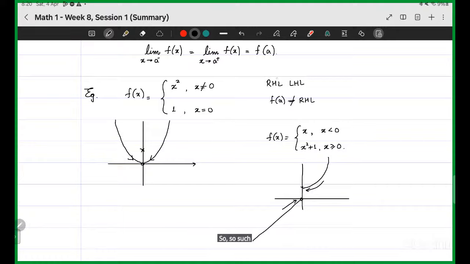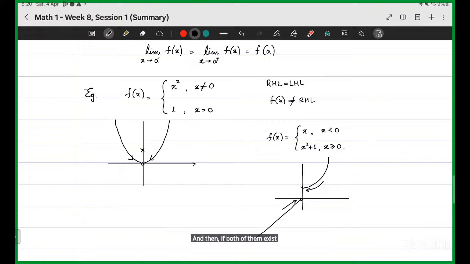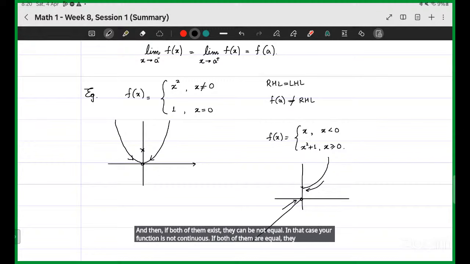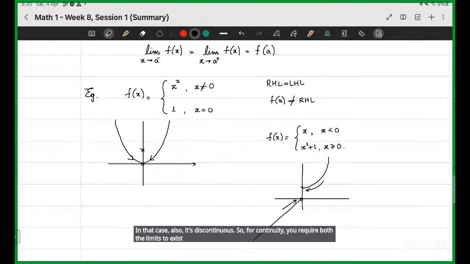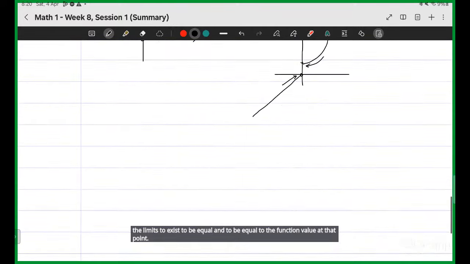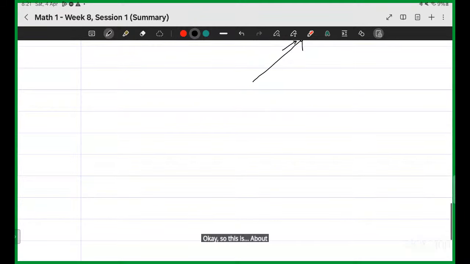So such things also can happen. So how can discontinuity happen? Either the right hand limit or the left hand limit does not exist. If that is the case, then the limit obviously does not exist. And if both of them exist, they can be not equal, and in that case your function is not continuous. If both of them are equal, they might not be equal to the function value. In that case also it's discontinuous. So for continuity, you require both the limits to exist, to be equal, and to be equal to the function value at that point. All right, so this is about continuity.